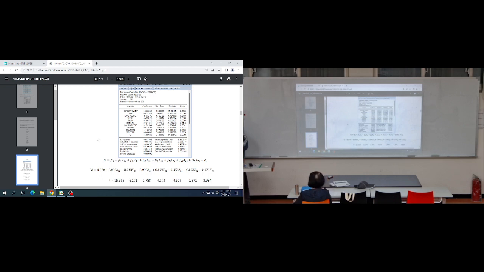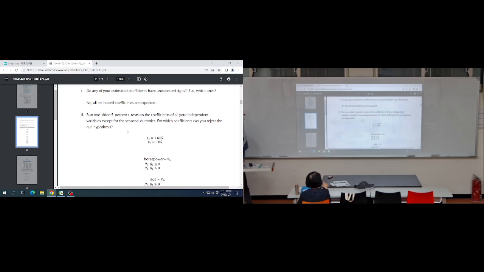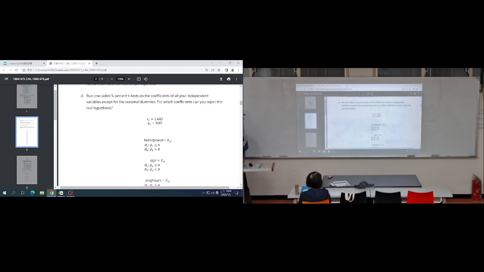How many sample size do we have? 275, right? So you're using alpha of 5%. I checked the table, and the critical value is 1.645. Should it be positive or negative? Positive.